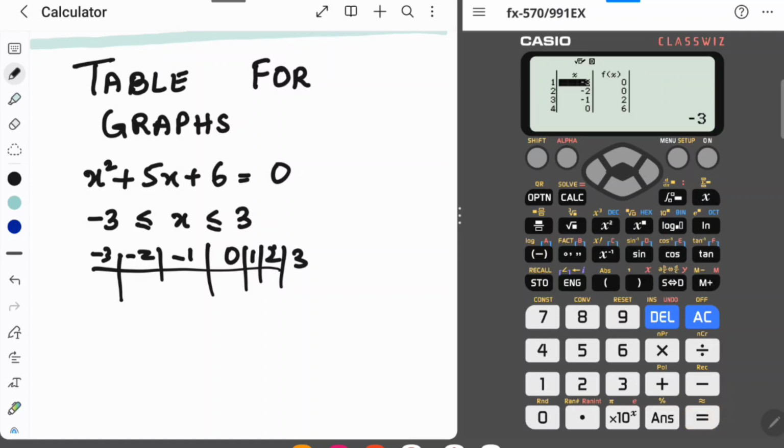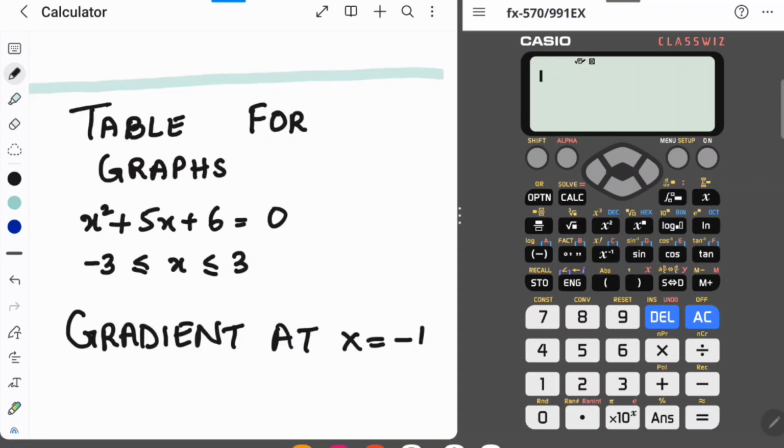Then equals, then you can see at minus 3 the value of y is 0, at minus 2 it's 0, at minus 1 it's 2, then 6, and then 12 and then 20 and then 30. So we will get all the numbers. This way you can make the table for any type of equations, if it is quadratic, cubic, exponential or reciprocal, whatever, you can make the table.